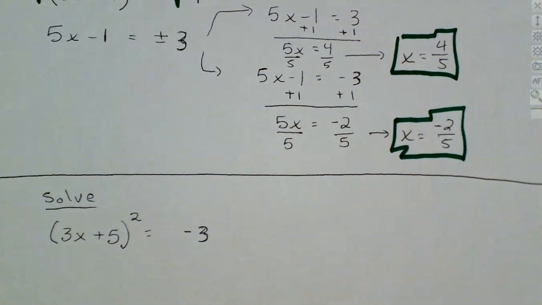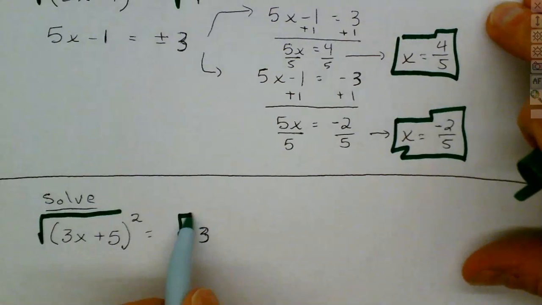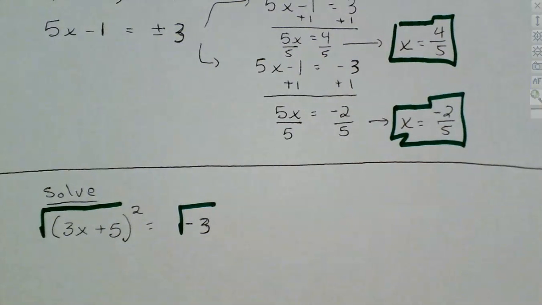This will be our last question for today. So when I look at this one, the first thing I need to do is get rid of my square. And how do we do that? Square root. So we'll go ahead and use our square root property here to break this down.